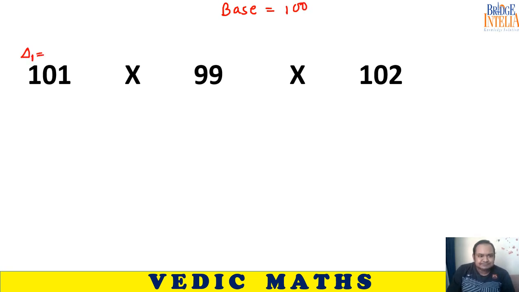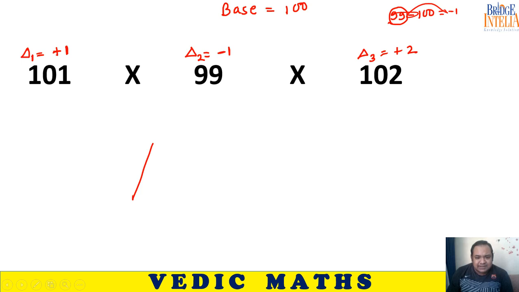Deviation plus 1. Here the deviation is minus 1. 99 is less than base, so deviation is negative. Or you can think in this manner: 99 minus 100, so given number minus base, 99 minus 100 is minus 1. So deviation is minus 1. For the third number, the deviation is plus 2.